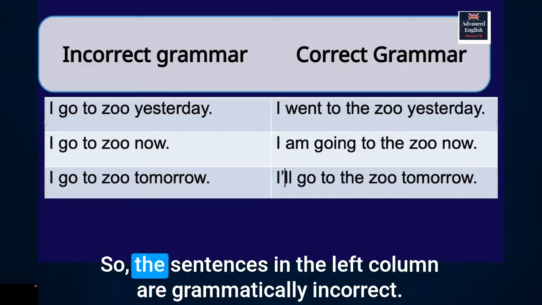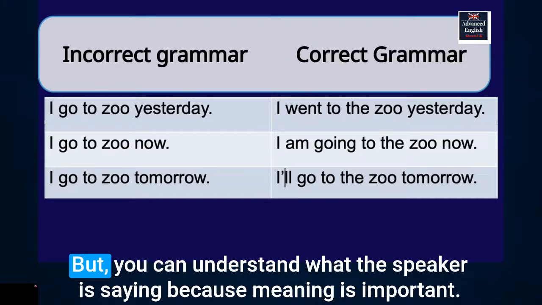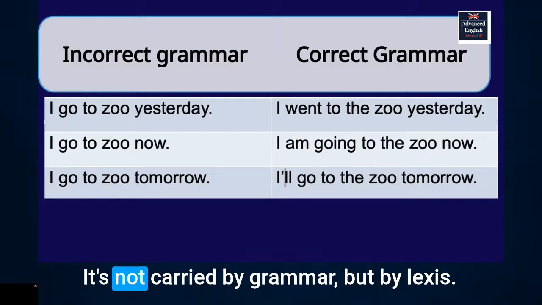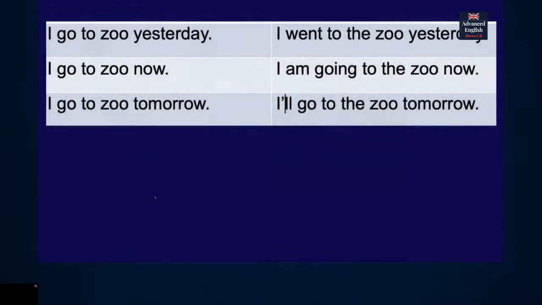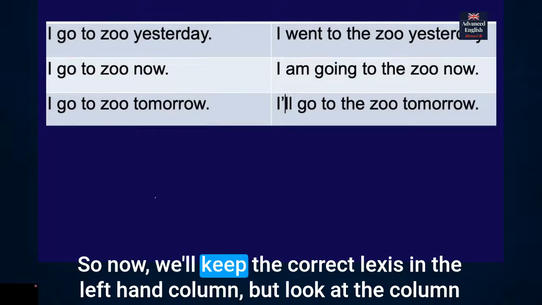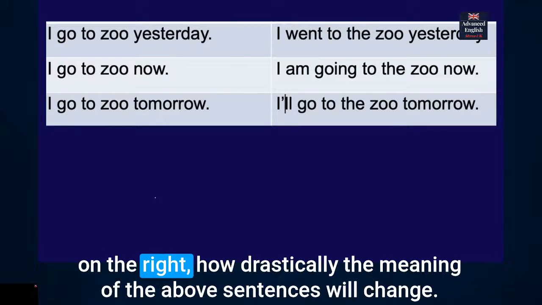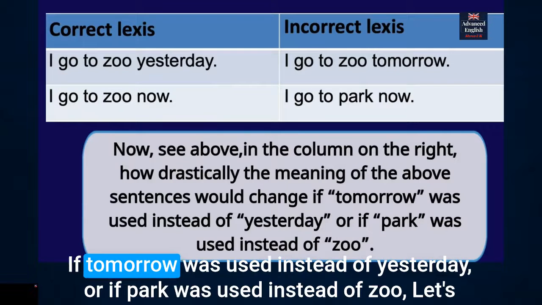So, the sentences in the left column are grammatically incorrect, but we can understand what the speaker is saying because meaning is not carried by grammar, but by lexis. So now, we'll keep the correct lexis in the left-hand column, but look at the column on the right, how drastically the meaning of the above sentences would change if tomorrow was used instead of yesterday, or if park was used instead of zoo.